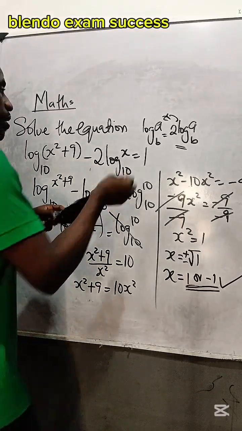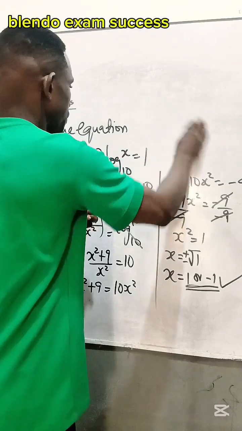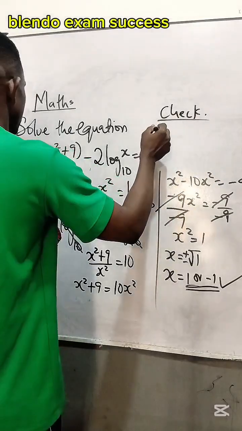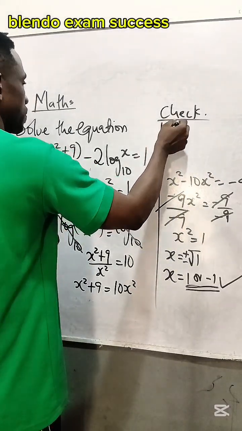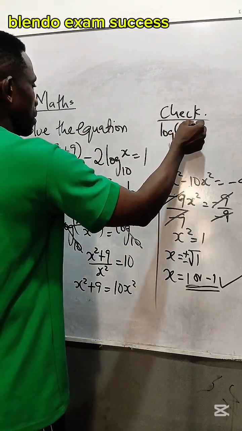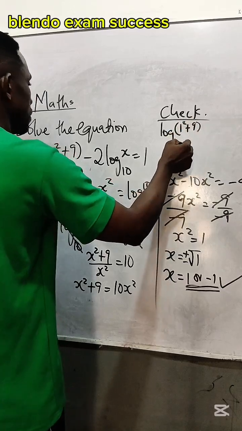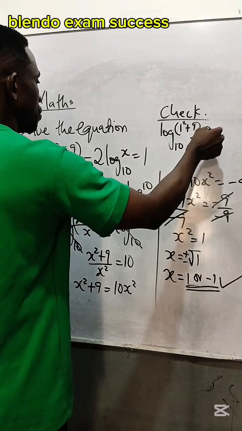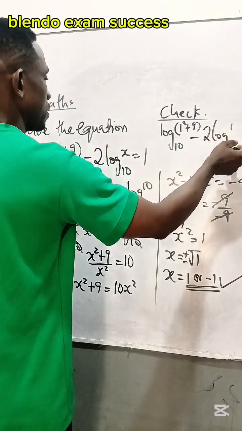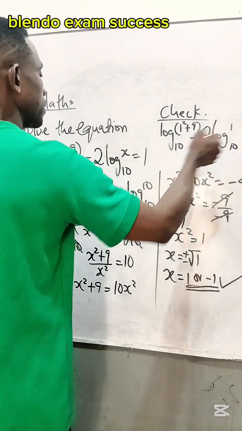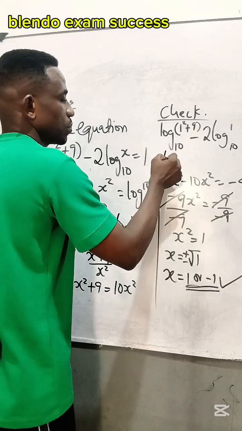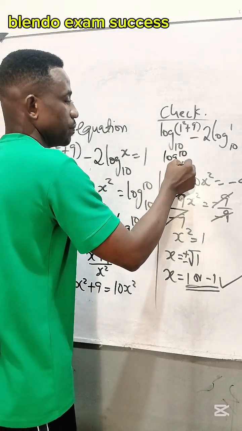So let us check and see what we get. To check, we have log of 1 squared, which is 1, plus 9 is 10, minus 2 log 1. So 1 squared is 1. 1 plus 9 is 10. So log 10 base 10.